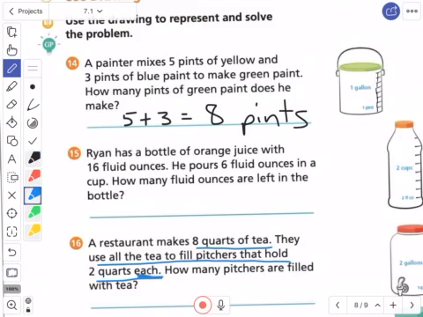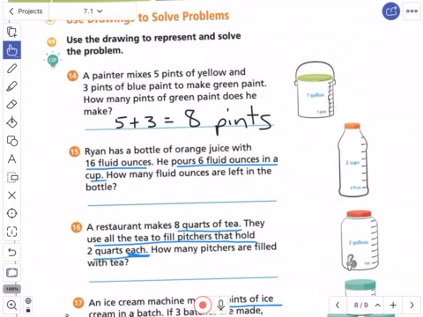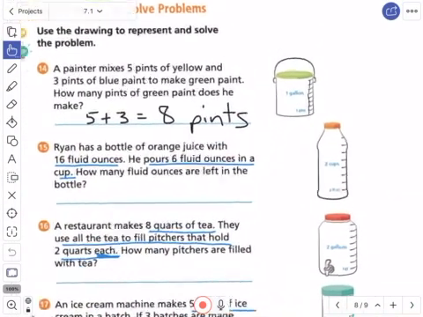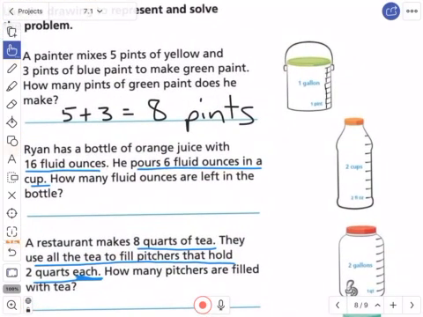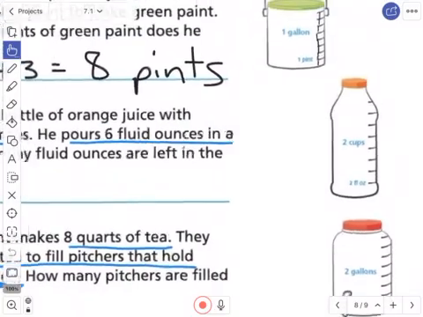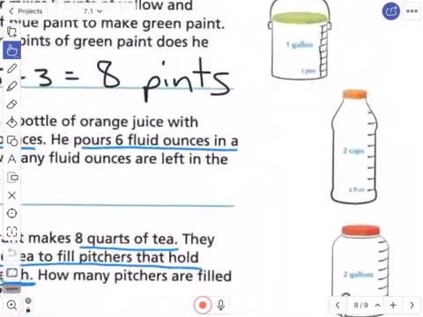This one, Ryan has a bottle of orange juice with 16 fluid ounces. He pours 6 in a cup. How many are left? Well, if I think about the whole thing, over here it talks about 16 fluid ounces in this whole thing. Well, this right here says 2 fluid ounces. So it means I almost have to count by twos.